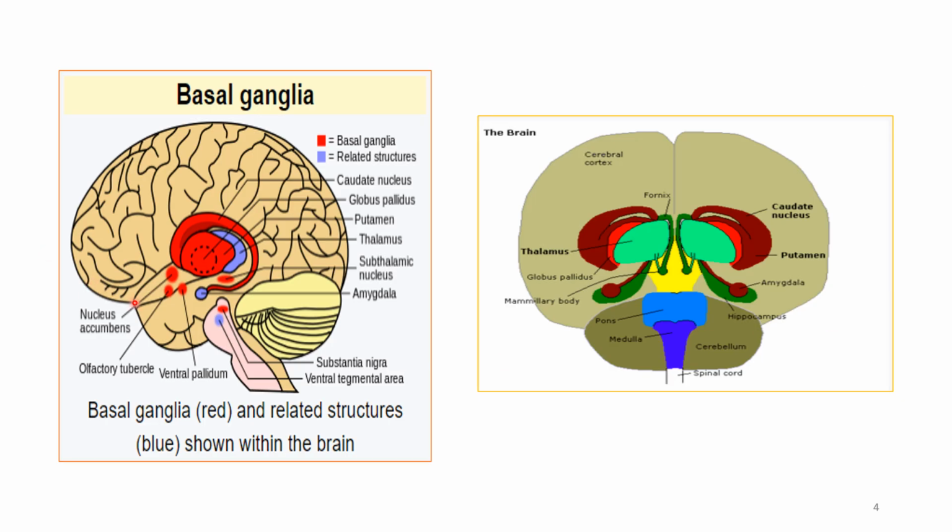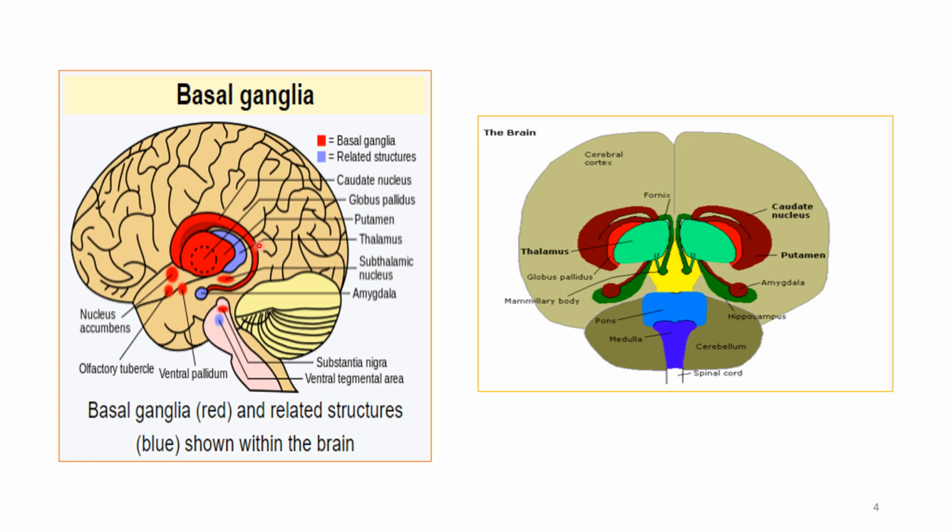See here, these are the basal ganglia which are shown in red, and the related structures are shown in blue. This is caudate nucleus. This is globus pallidus. This is putamen. And this is subthalamic nucleus, and this is nucleus accumbens. This is olfactory tubercle. This is ventral pallidum.